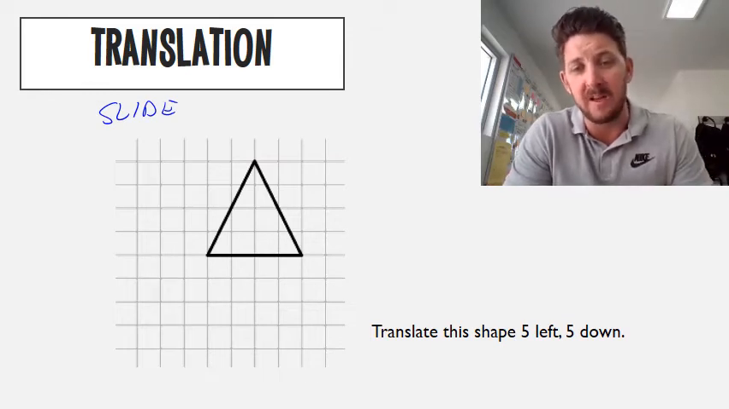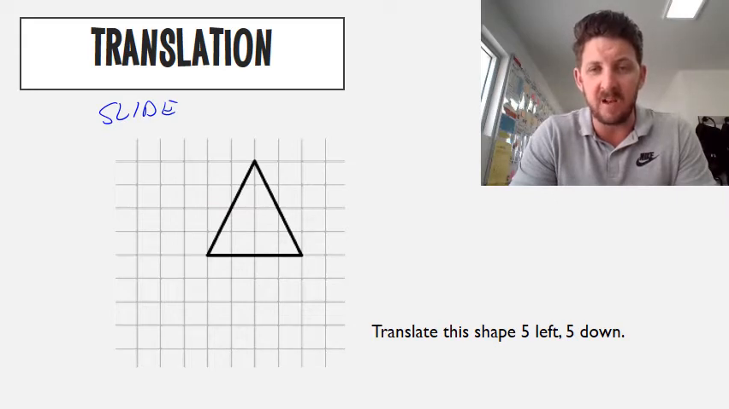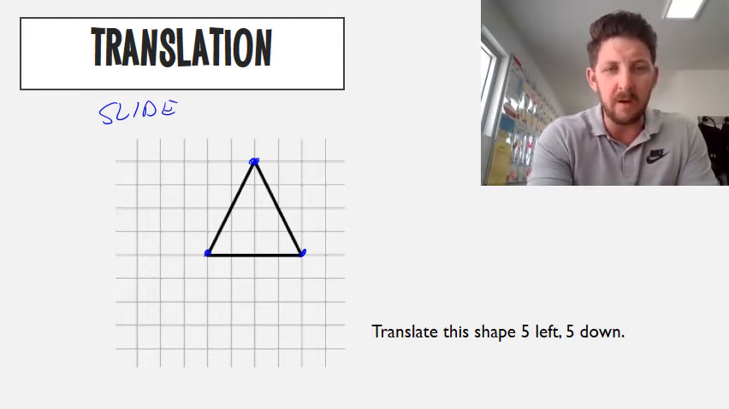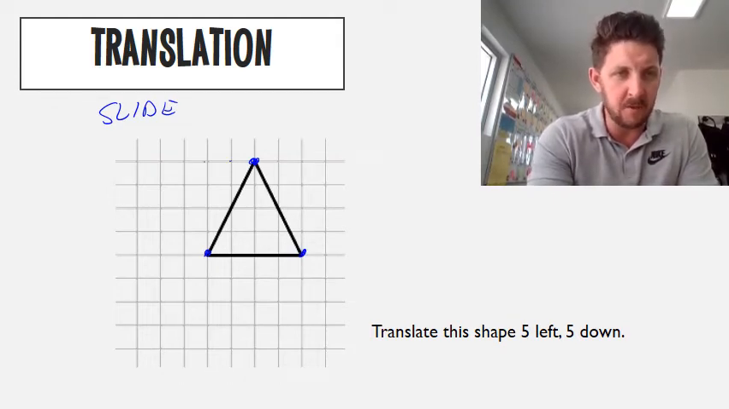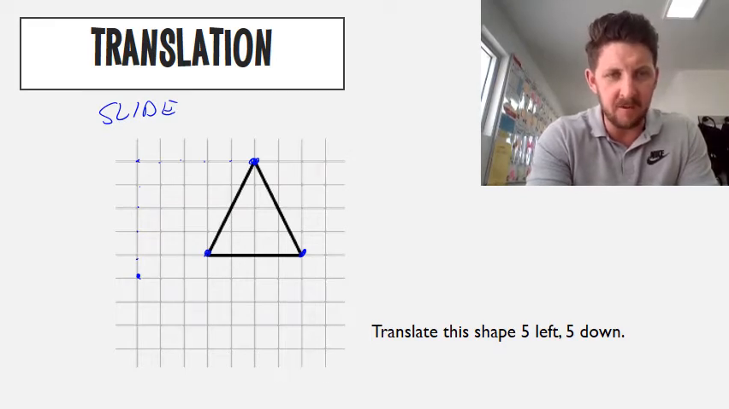Now, normally when you're translating a shape, it gives you directions. So in this case, it says translate this shape 5 to the left and 5 down. So if I draw my 3 main points, 1, 2, 3, I'm going to go 5 to the left, 1, 2, 3, 4, 5, and then I'm going to go 5 down, 1, 2, 3, 4, 5. That's there. Do the same with this one.